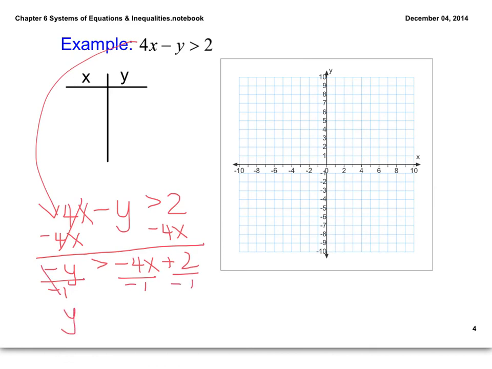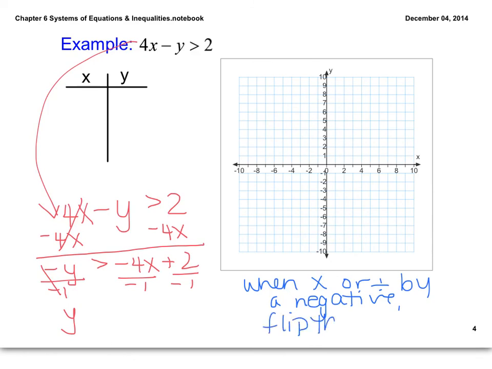When we do that, we have to remember a rule. When you divide or multiply by a negative, you need to flip the sign. So this is now going to become a less than symbol for 4x minus 2. So now here's our inequality that we can go ahead and make our table of values for. Okay, so I'm going to have you guys finish this one, fill in the corresponding y values, go through the remainder of the steps, be sure to shade at the end.